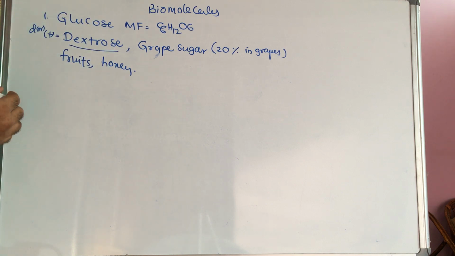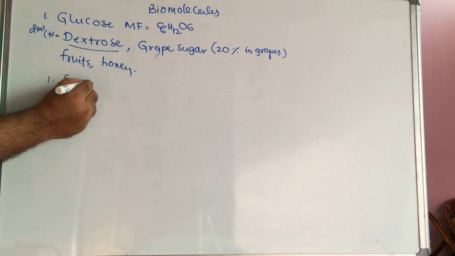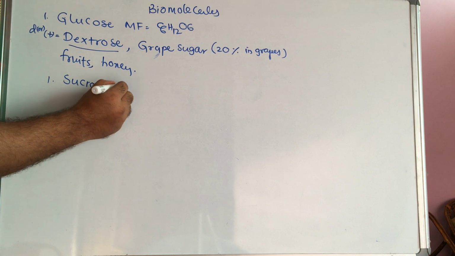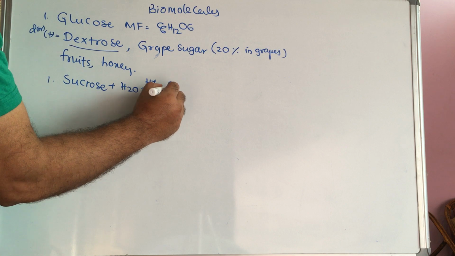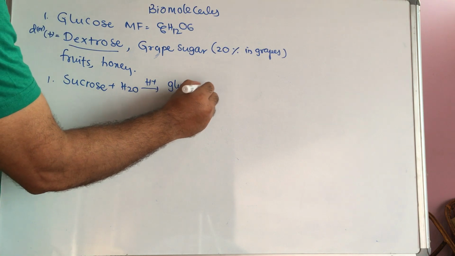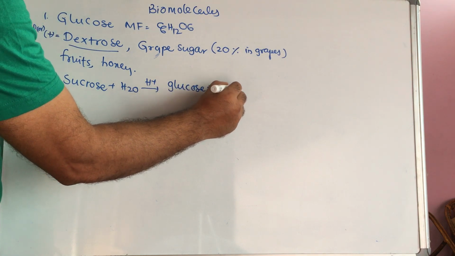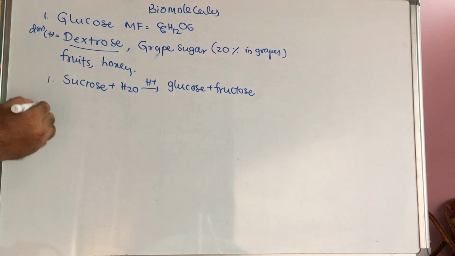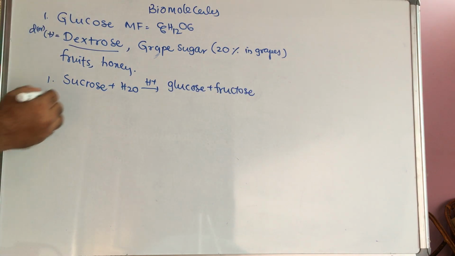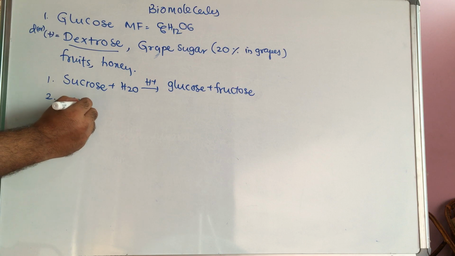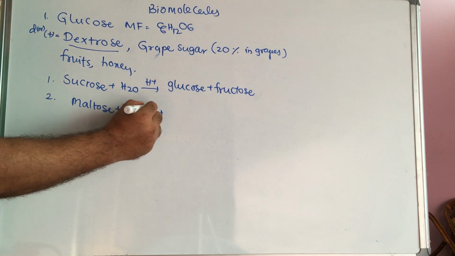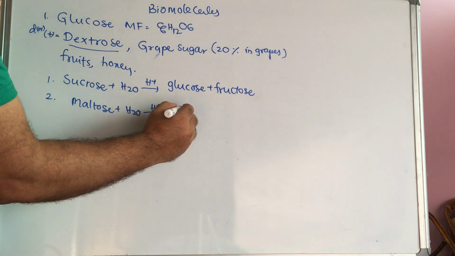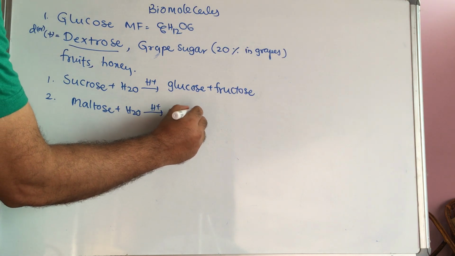And the preparation of glucose. The first one is sucrose. On acidic hydrolysis, it gives glucose and another is fructose. Next, the second one, maltose, on acidic hydrolysis gives glucose.